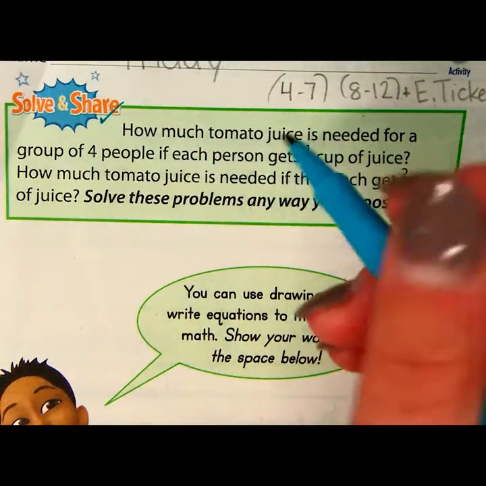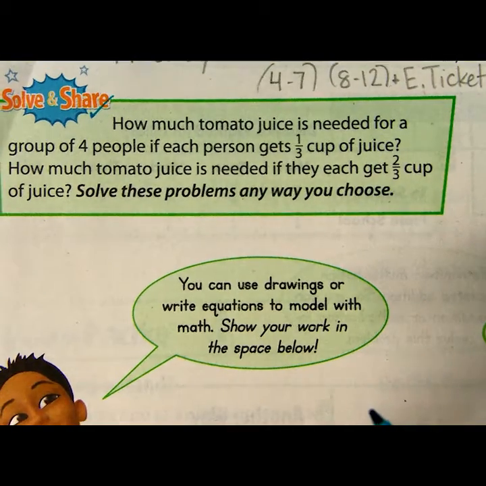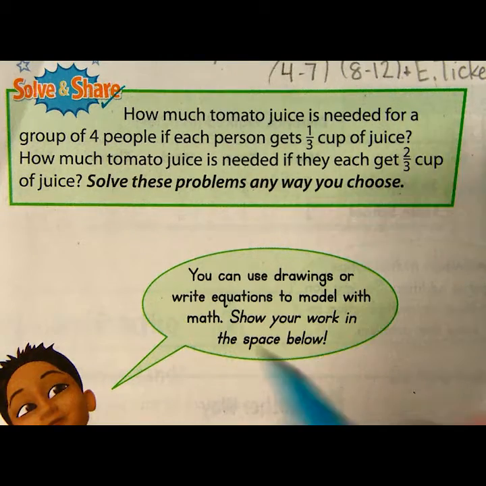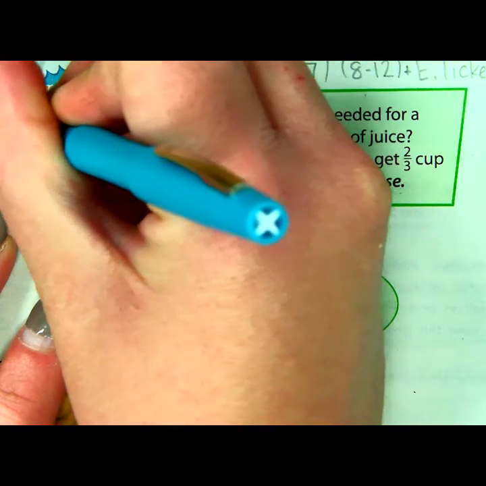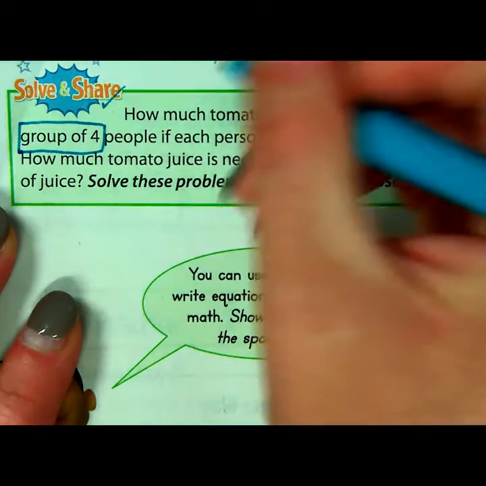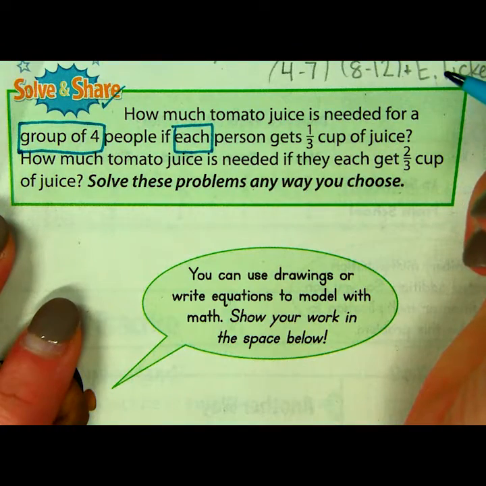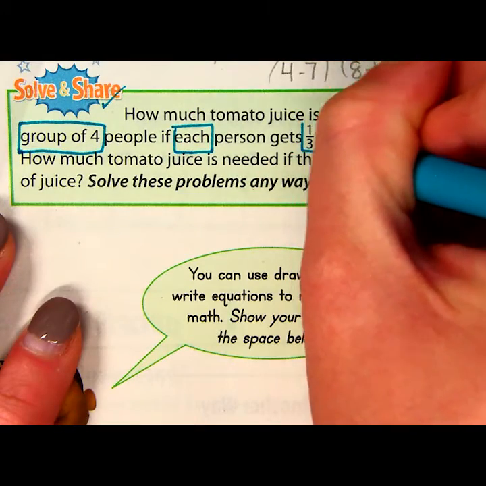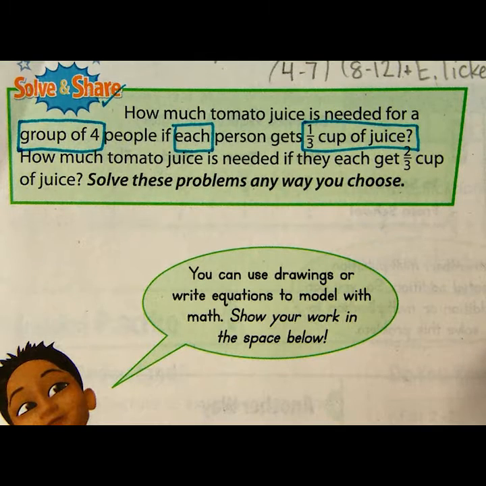Let's take a look at the first example. How much tomato juice is needed for a group of 4 people if each person gets 1/3 cup of juice? So I have a group of 4, and I know that each person, each being a key word there, tells me I'm either going to multiply or divide, and they get 1/3 cup of juice. To me, that sounds like 4 groups of 1/3 or 4 multiplied by 1/3.